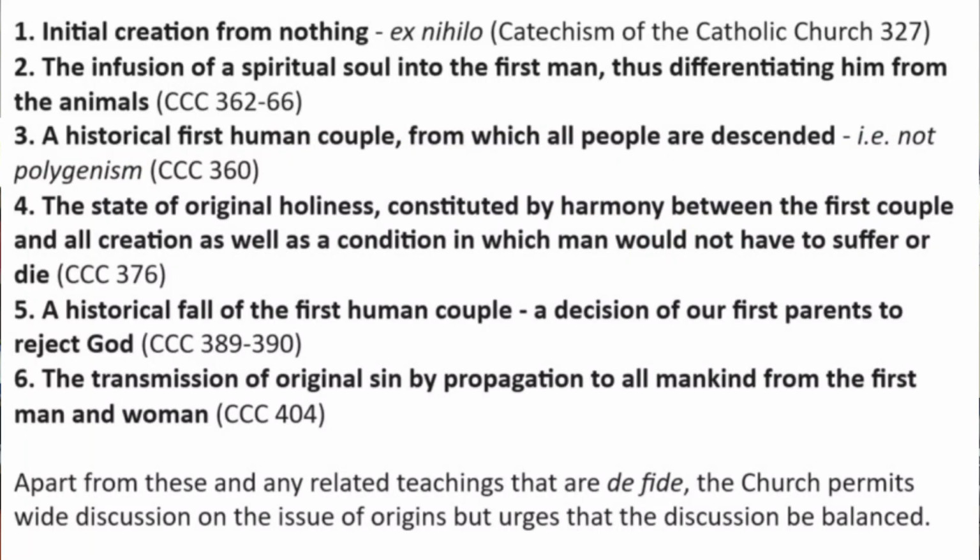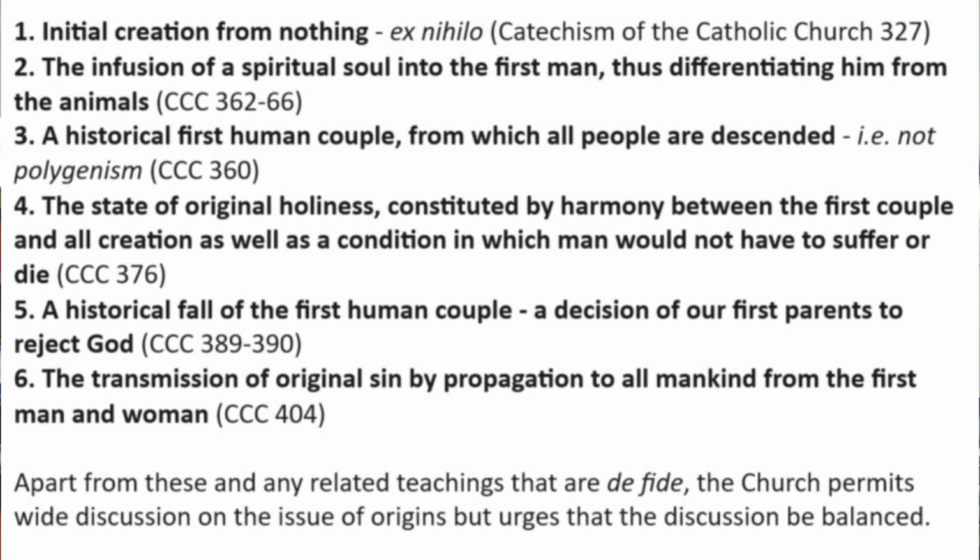So if we want to go all the way back to the beginning, maybe the timing was a little bit different, perhaps. Because who knows when God put the soul into those first 2 people, Adam and Eve, but we believe that he did put a soul in them. So we must believe in the infusion of a spiritual soul into the first man, thus differentiating him from all the other animals. So again, that comes from the Catechism.